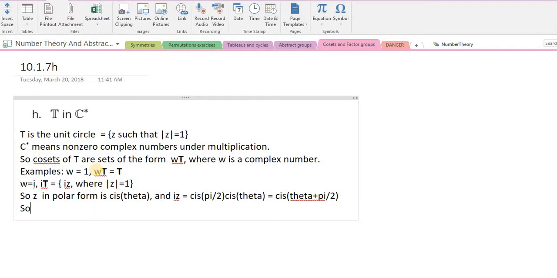So that means, the absolute value of iz, what's the absolute value of iz? What's your r here? It's still 1. Okay. So that means that iT is contained in the unit circle, because you take anything in T, multiply by i, it's still in T. So iT is contained in the unit circle.